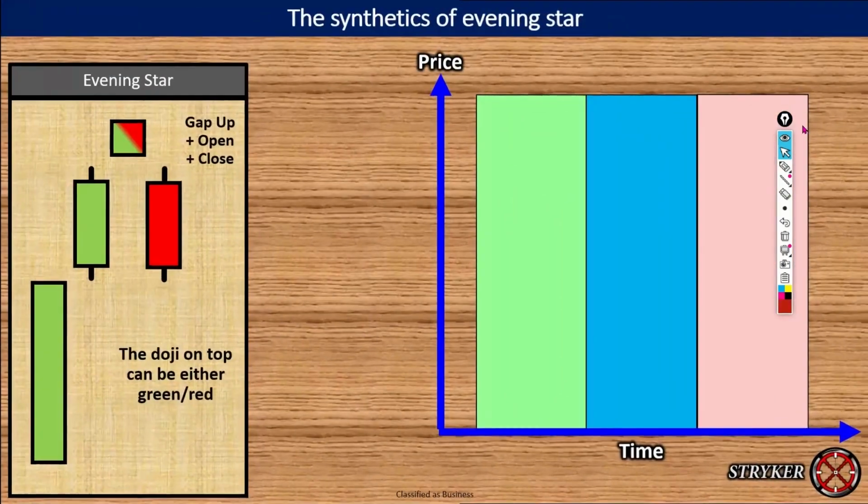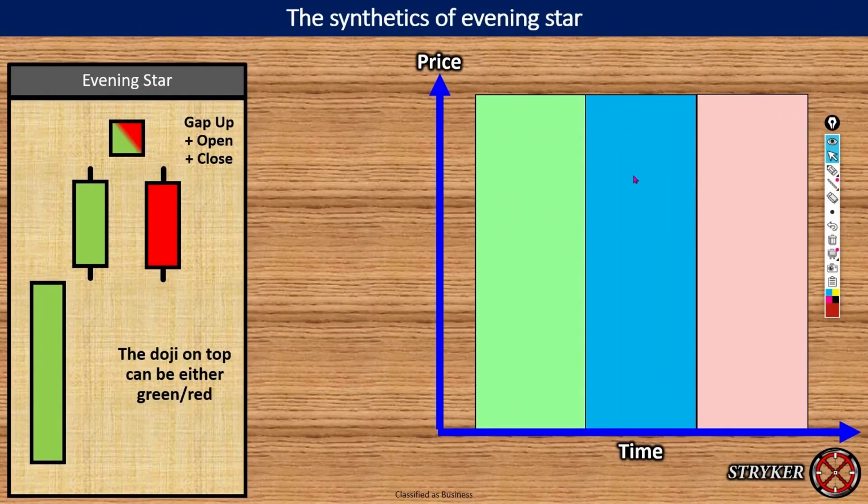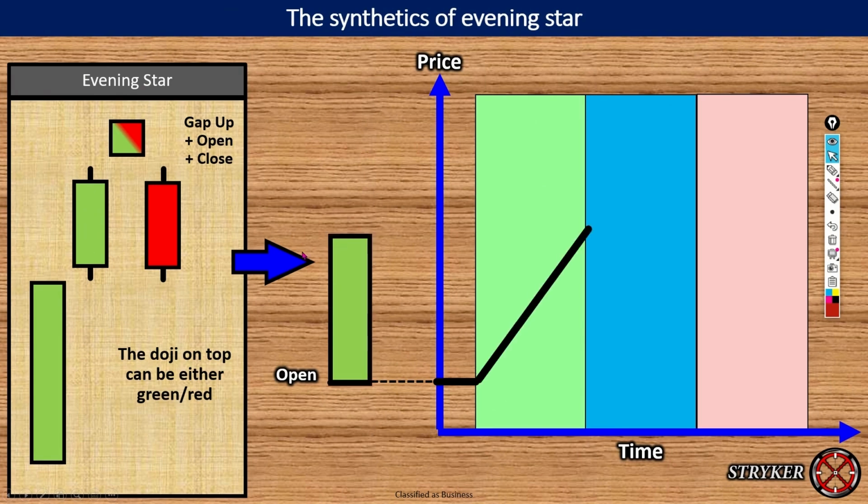So if we look at the synthetics of the evening star, on top here is actually a doji, and the color doesn't matter, right? Because these are indirectional candles. It doesn't matter if it's green or red. So let's say the price opened right here, and this first candle goes up and closes here, then you have the regular green candle.